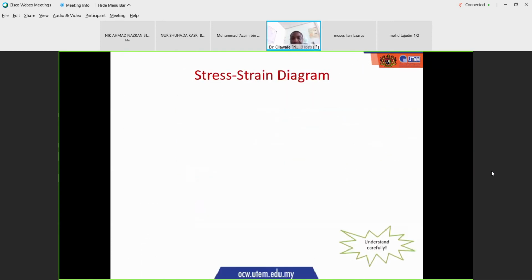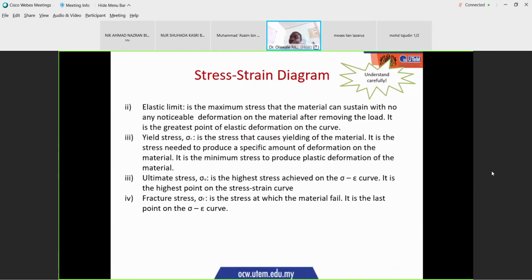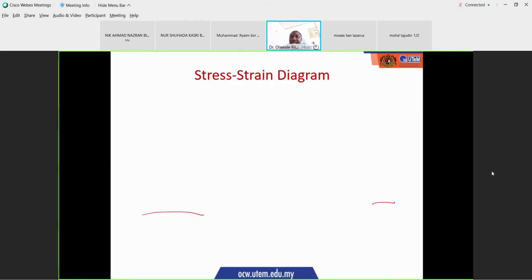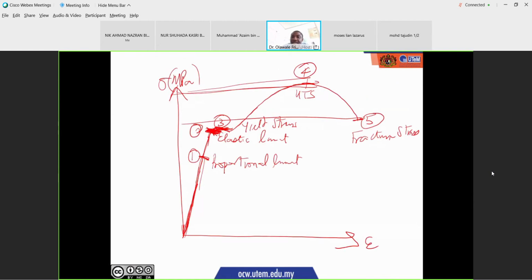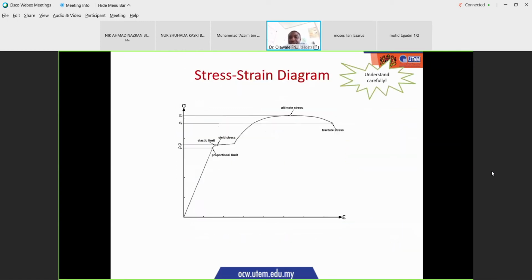So your ultimate stress is the highest stress achieved on your stress strain diagram. The highest stress achieved is the highest point on the stress strain curve. And your fracture stress is the stress at which the material fails. That is the last point on the stress strain curve. So if you go to your stress strain curve, the last point here, that is your fracture point. And the stress at that point is your fracture stress.